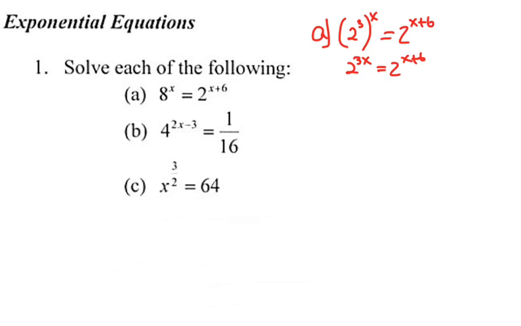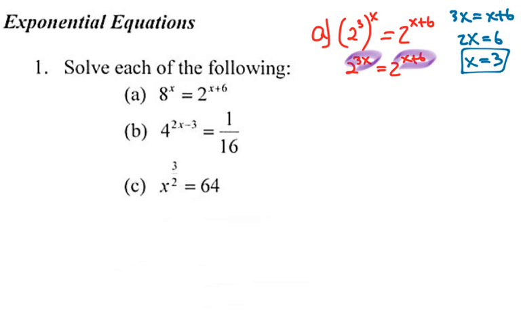And then, now let's look at it. Since two sides have the same base of 2, we can say that 3x must be equal to x plus 6. Then as you set this one up, as you subtract x from both sides, then we get 2x equals 6. So when you divide by 2, then x equals 3.